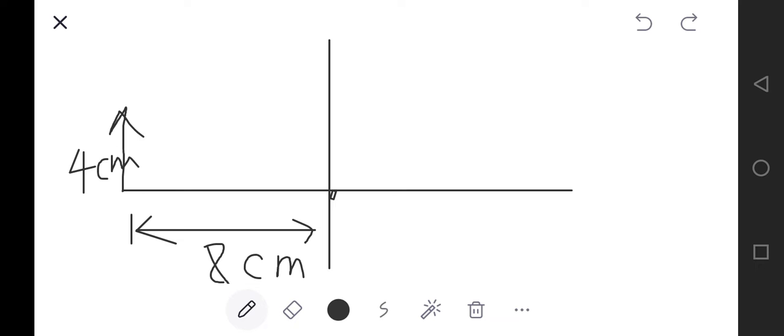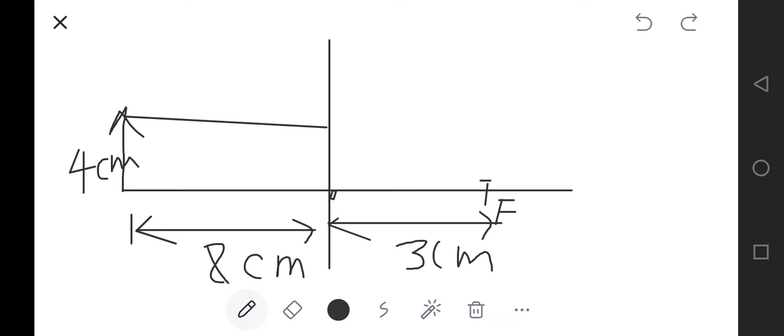Then we were told that the distance from here to the focal point, this is the focal point, okay? It was 3 centimeters. Yes. So what will happen was you draw like so, okay? You draw like so, using a rule. You use a rule.